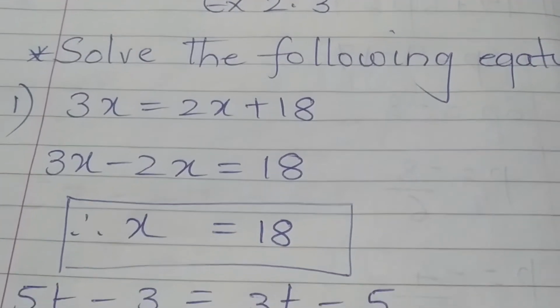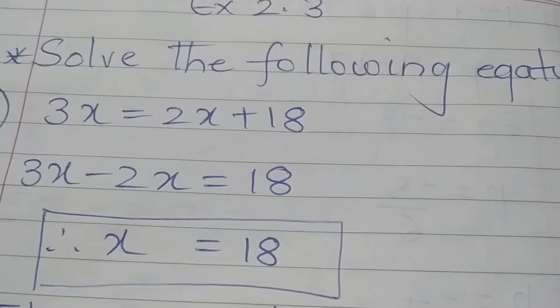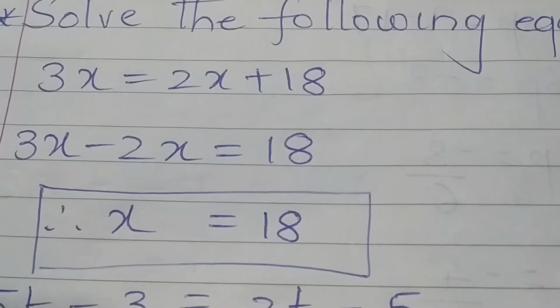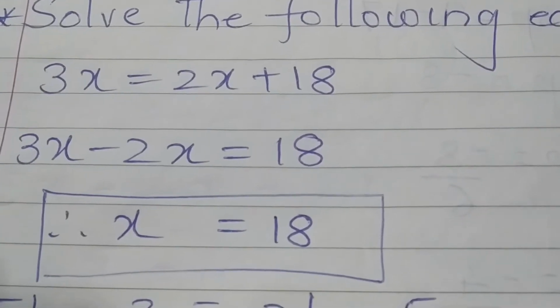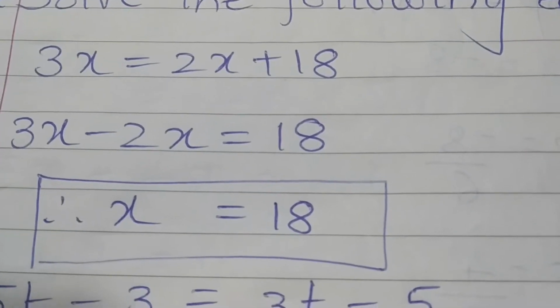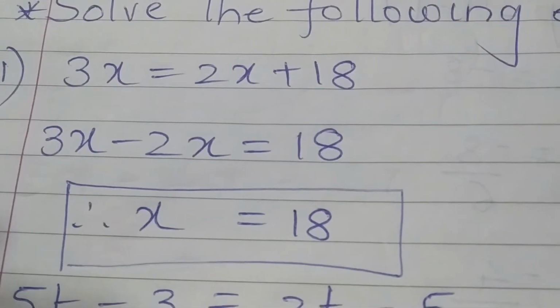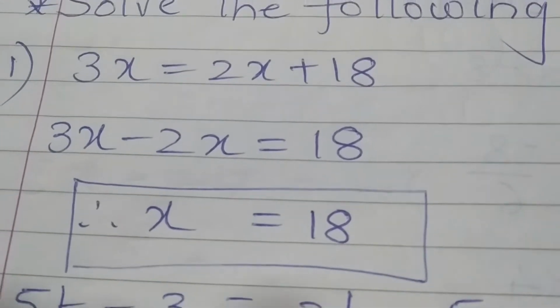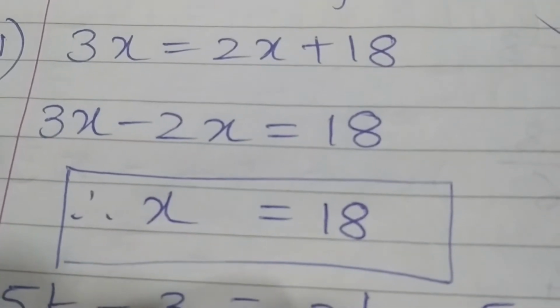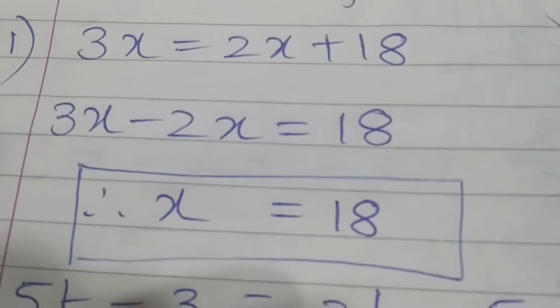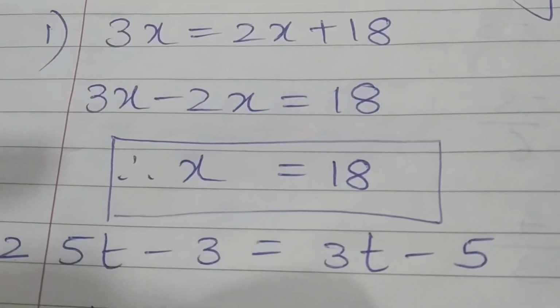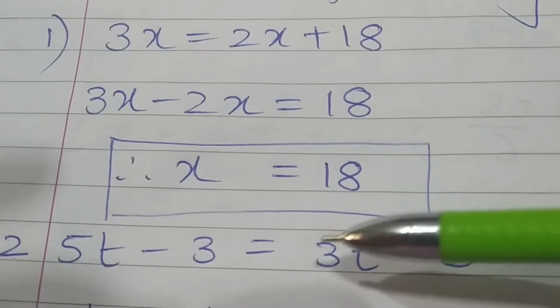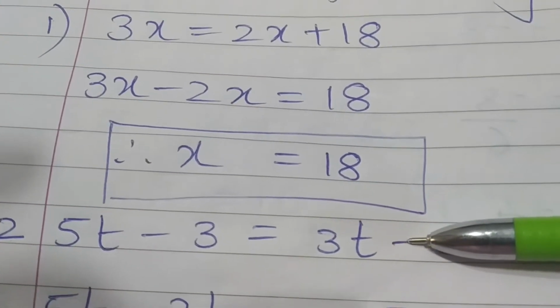Exercise 2.3. Solve the following equations. The first one, 3x equal to 2x plus 18. One variable with degree 1. Now take 2x on the left hand side, so it becomes negative. Why negative? Because it is positive. 3x minus 2x equal to 18. So what is the value of x? x equal to 18. Is it clear?